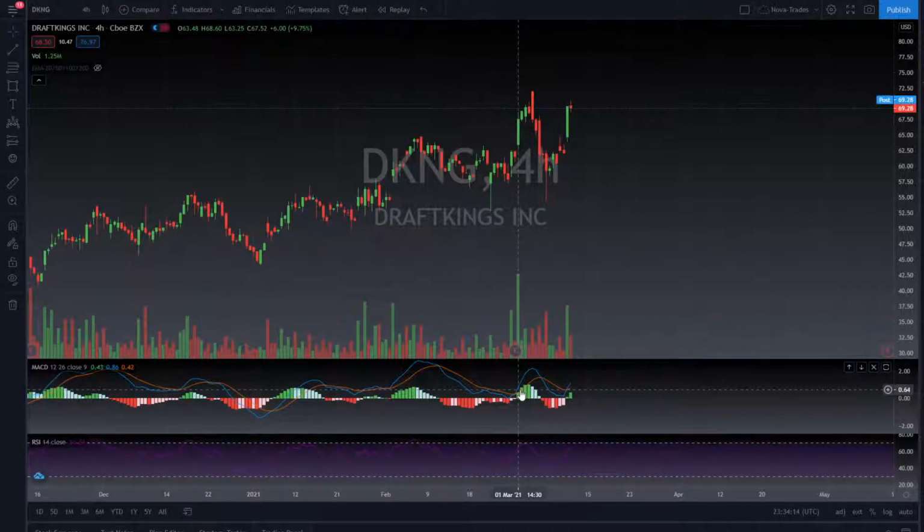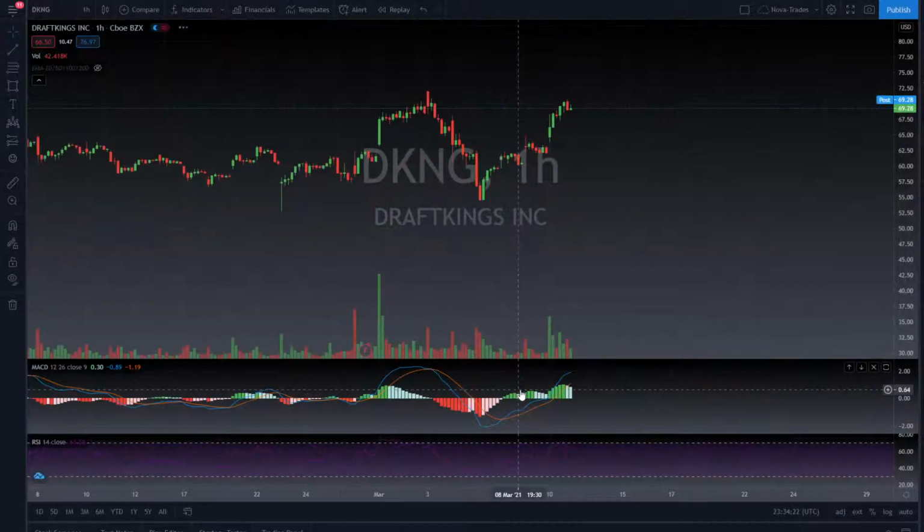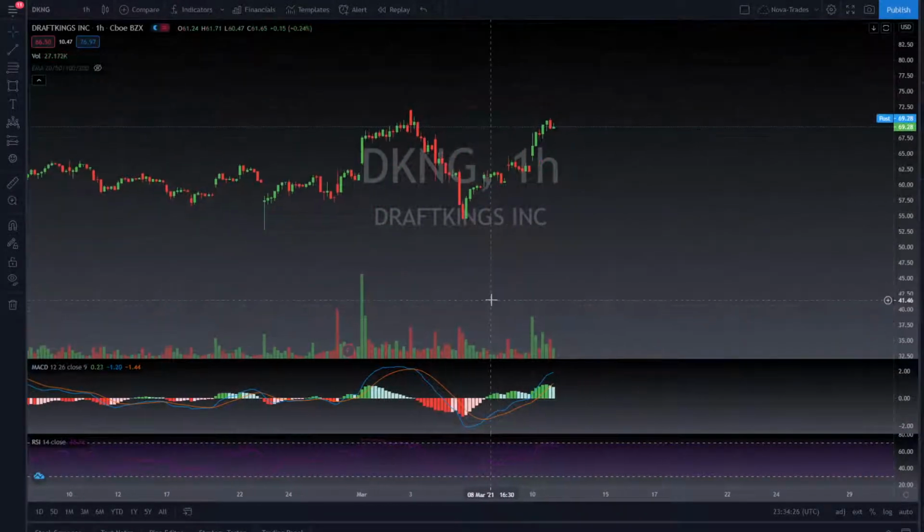Let's take a look. We have good volume as well, very good volume. And we're still pointing up on the 1 hour. Yeah, DraftKings looks really good.